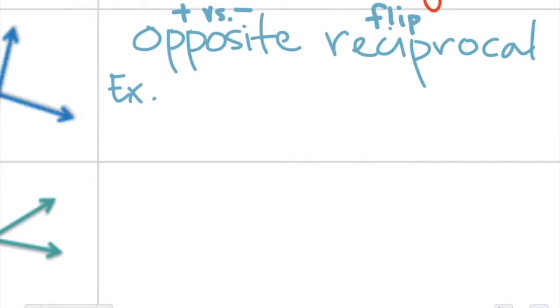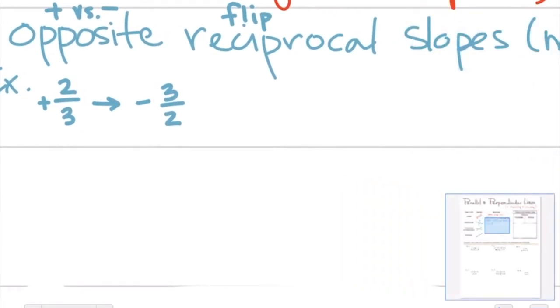So for example, if one line has a slope of 2/3, a line perpendicular to it, since this is positive, will have a negative slope. And what you're going to do is reverse the numerator and the denominator. So instead of 2/3, it's going to be 3/2. Those are opposite reciprocals of each other. Let's do another example. Maybe if one slope is -1/2, then the slope of a line perpendicular to that line, instead of negative, is going to be positive, and instead of 1/2, it's going to be 2/1.